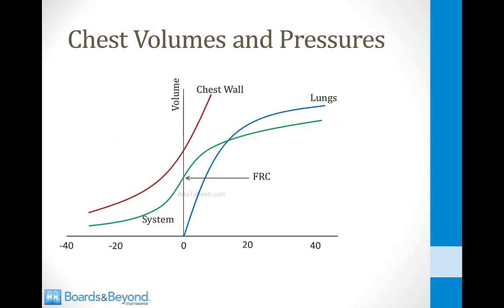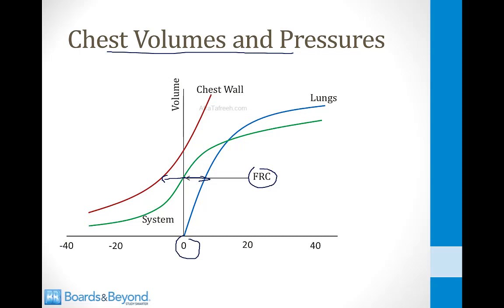To help you better understand the concept of the barrel chest, let's review this graph of chest volumes and pressures, and I go over this at length in some of the other physiology modules. But for our purposes here, recall that the FRC is the functional residual capacity. That's the volume that the lungs settle on after a quiet breath. And it's the point where this green line crosses the zero pressure mark. And at the FRC, the pressures and forces in the lungs are balanced so that the tendency of the chest wall to expand outwards is balanced by the tendency of the lungs to collapse inwards.